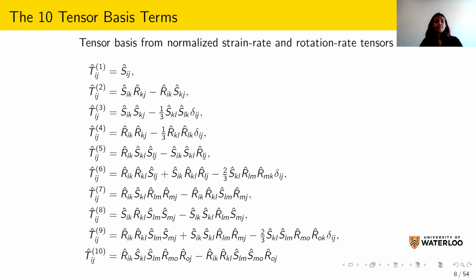So if I show the 10 tensor basis terms, this puts into perspective how tricky it would get after solving just Tij1. And then as you go down, it becomes more and more complex. This entire tensor basis is derived from the normalized strain rate and rotation rate tensors, which are the Sij and the Rij tensors.